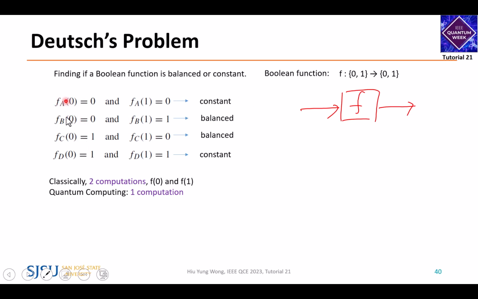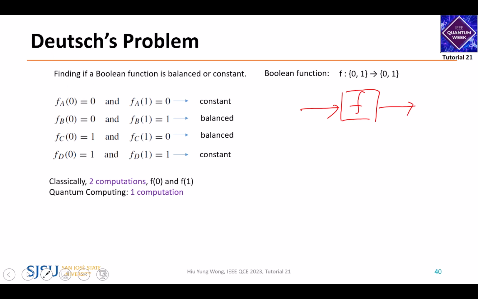For example, function A, FA. If the input is 0 or 1, regardless of the input, it always gives you 0. We call this a constant function. Function B is different. When input is 0, output is 0. When input is 1, output is 1. We say it's balanced in the sense that half of them are 0, half of them are 1.